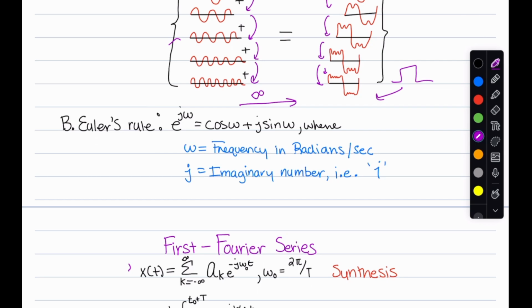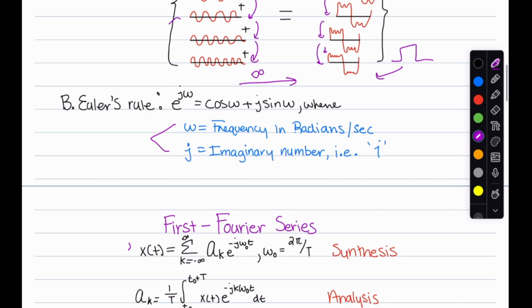So we can basically represent any cosine or sine term, or combination of them, as a complex exponential. And just as a descriptive addition, omega in this case is frequency in radians per second. We can see right here at the bottom, not meaning to jump ahead, but anyway, omega is equal to 2 pi divided by the period T.